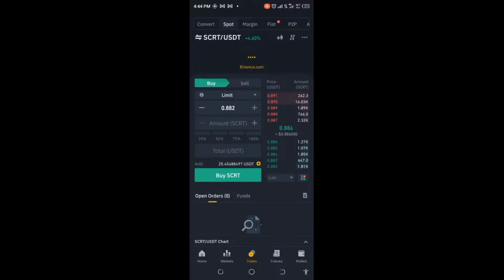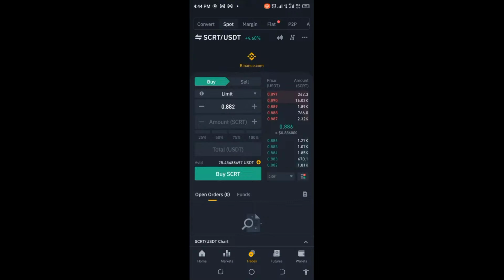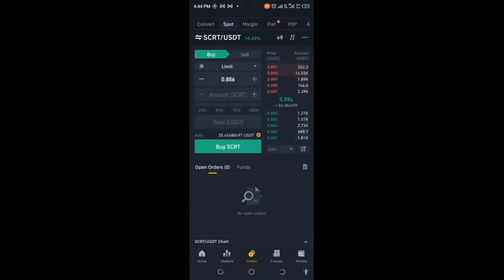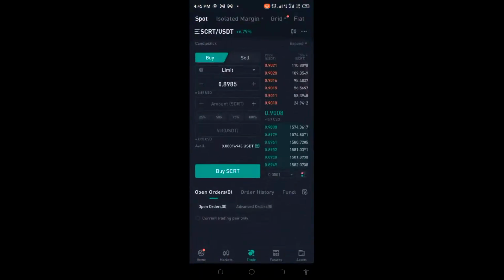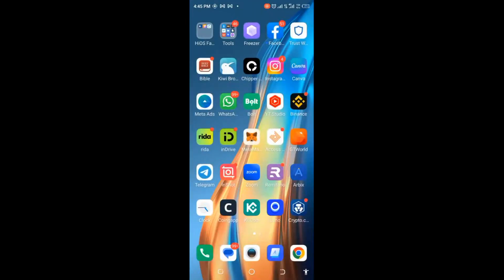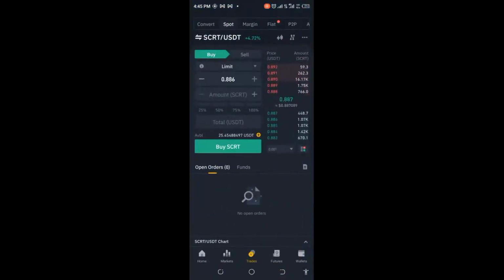USDT. So you can see here currently the price is 0.886, and on KuCoin it is, let's see what it is, 0.9. So there is a difference, so we need to be really fast. Okay, so the first thing we're going to do here is purchase this.